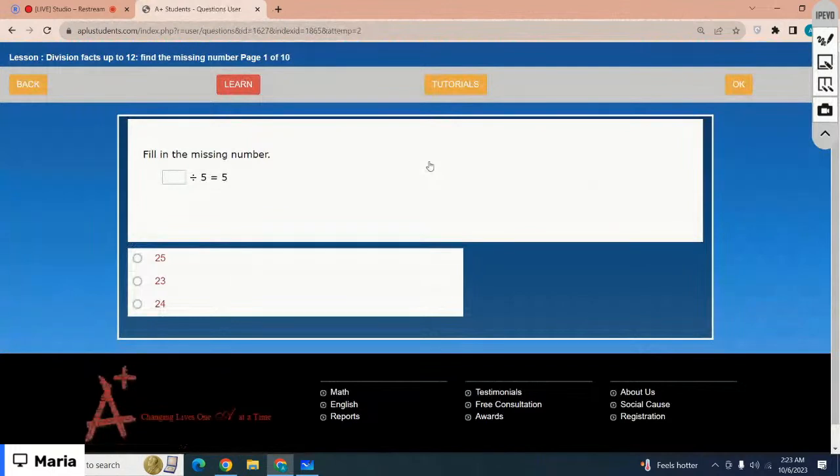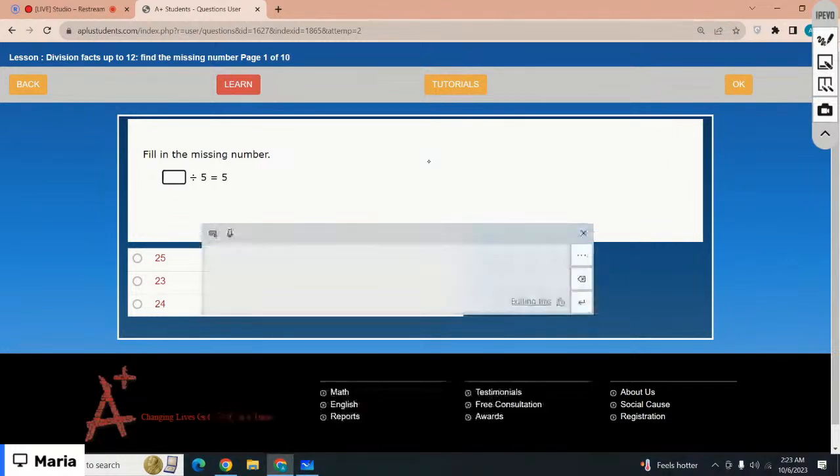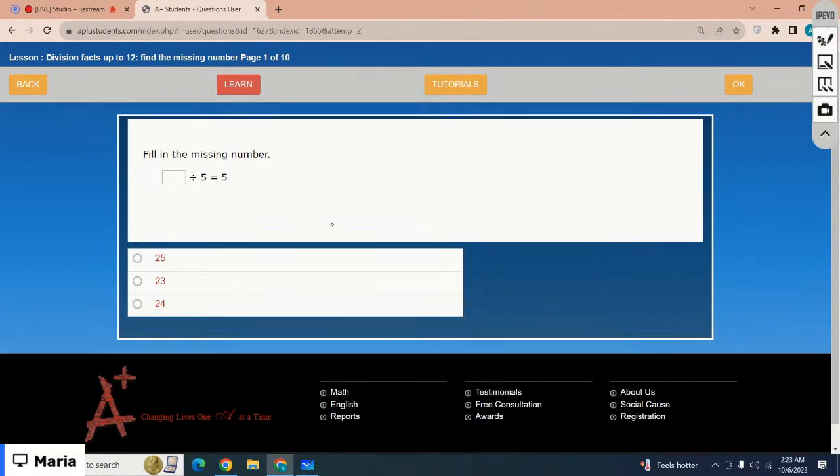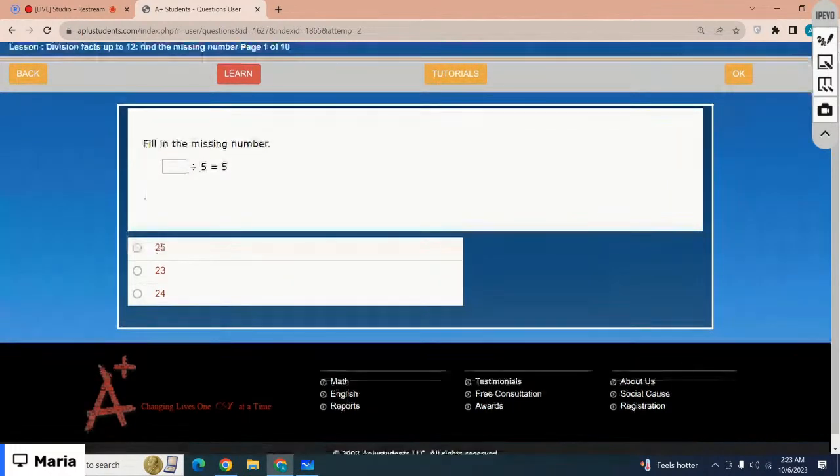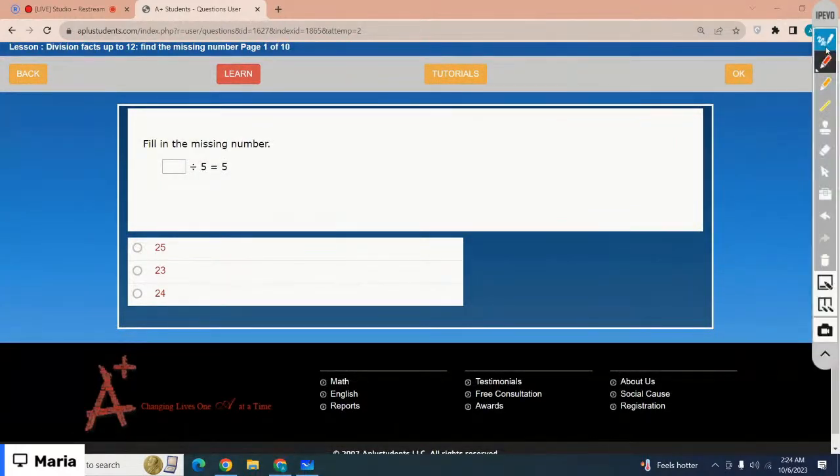Just look at the first example, find the missing number. What number divided by 5 equals 5? Let's see how we find the missing number. You need to find 25. We know that the opposite of division is multiplication. The missing number is the greater number, so you have to multiply the divisor and the quotient. You need to do 5 times 5, and that would be 25.